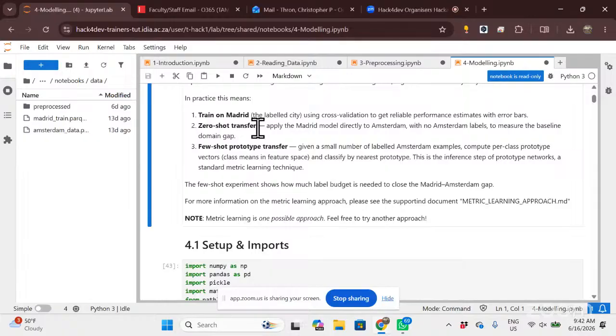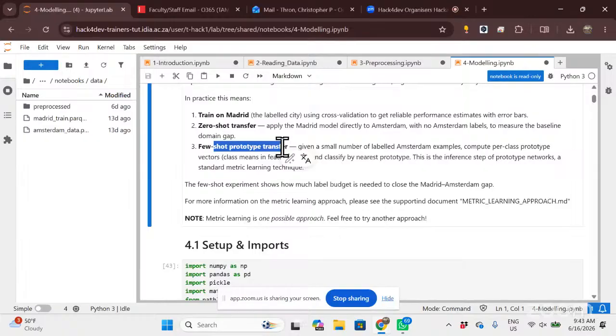But this is for comparison purposes. Certainly, we do not expect a model to work on a new city. Then here we have this transfer learning, where we do some small retraining so that we can use the Madrid model on Amsterdam. Okay, so it's like some small adjustment.